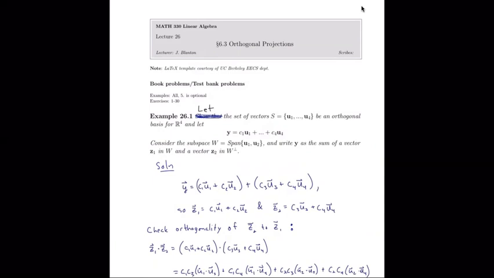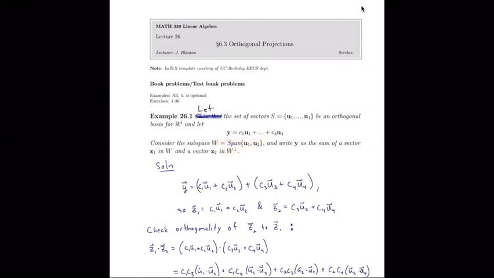Now, we'll start with an example, given below, where we let the set of vectors S, which is U1 through U4, be an orthogonal basis for R4. And then we let Y be a vector that's this linear combination of U1 through U4. Then we consider the subspace span of U1 and U2, call that W. And we want to write Y as the sum of a vector Z1 in W and a vector Z2 in the orthogonal complement of W.